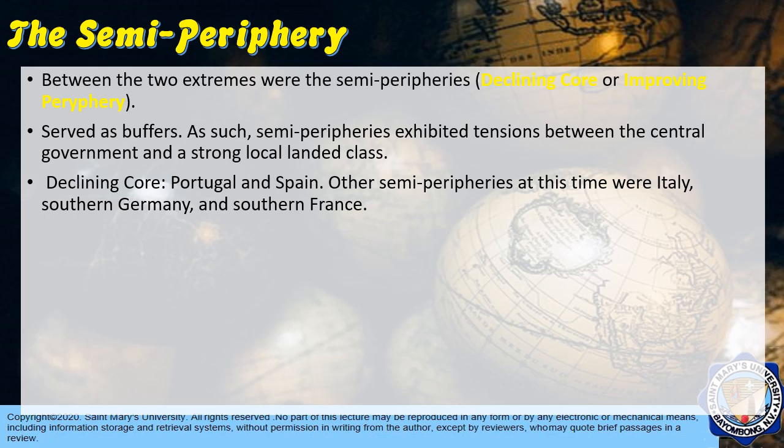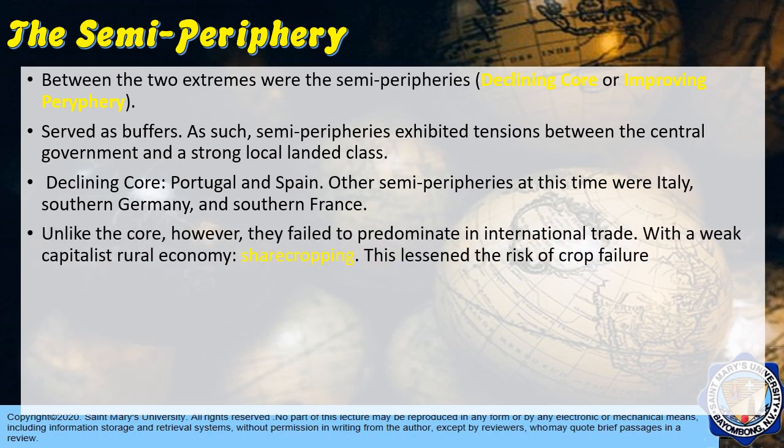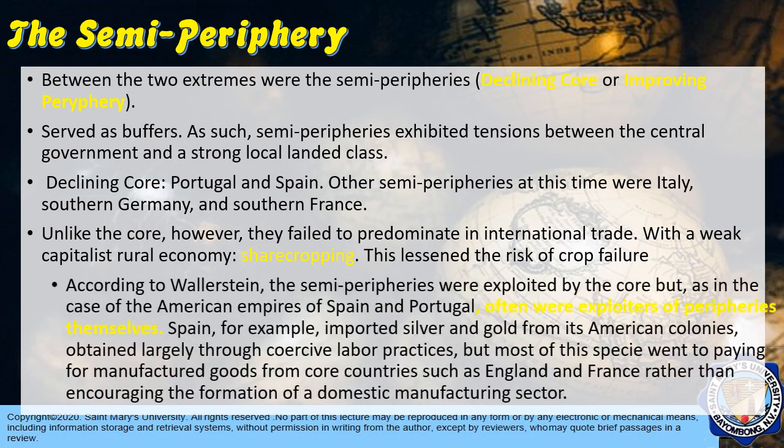So in that time, they were considered two world powers. Some other countries can be categorized as semi-peripheries during that time, such as Italy, southern Germany, and southern France. Unlike the core, they failed to predominate in international trade because they still had a weak reputation in terms of trade; they were still not as powerful as the core. So they accepted the concept of sharecropping. This lessened the risk of crop failure.